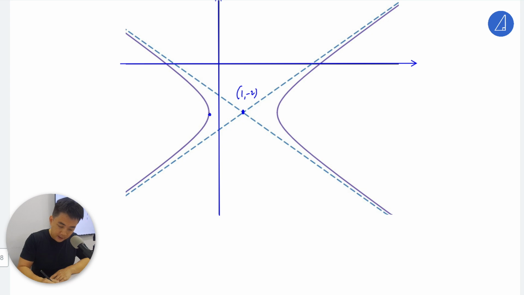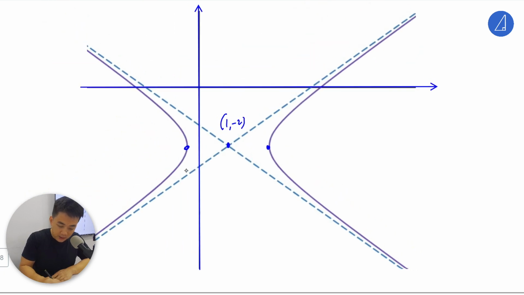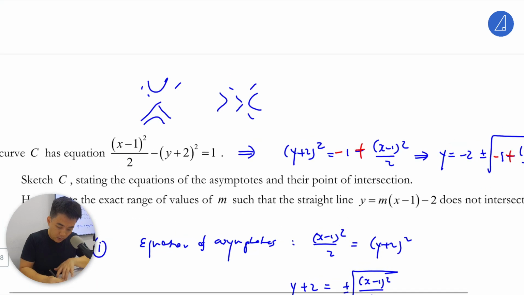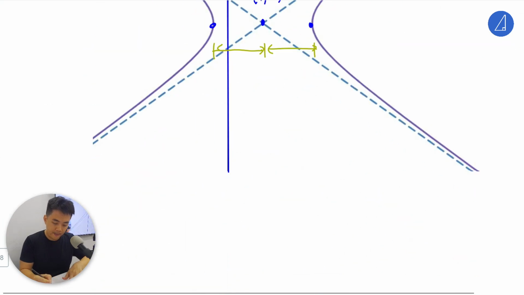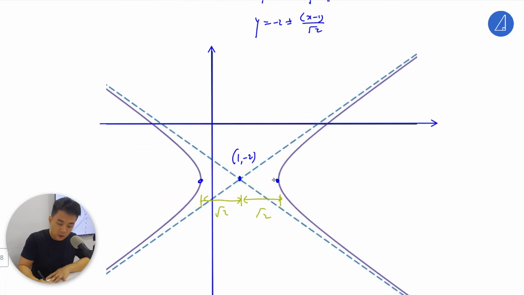This guy here, it's just like the ellipse. The vertical stretch here is the P, so this is square root 2. So if you want to know what is this sort of turning point here, it is 1 plus root 2 comma minus 2, and 1 minus root 2 comma minus 2.